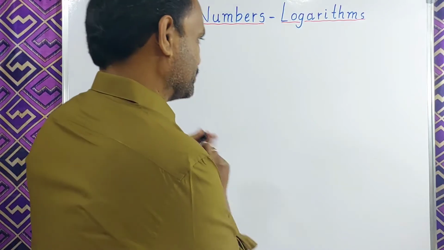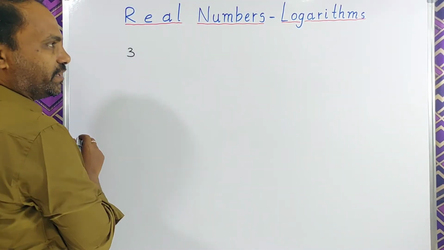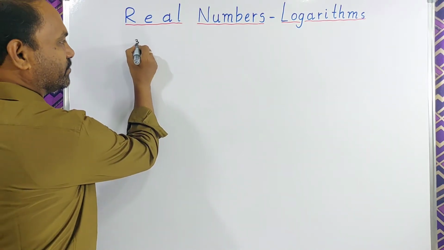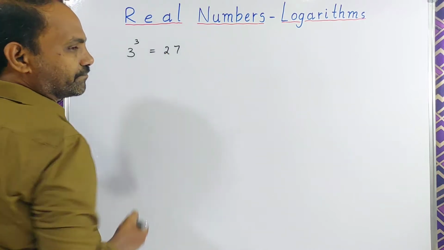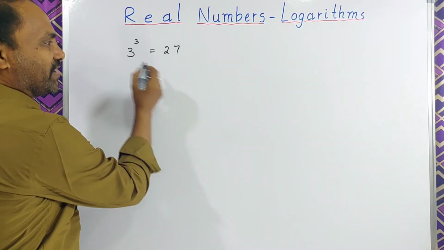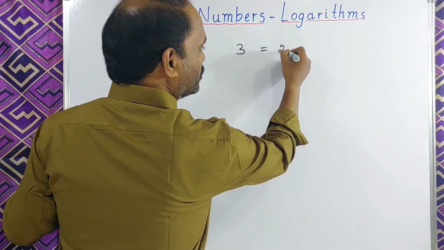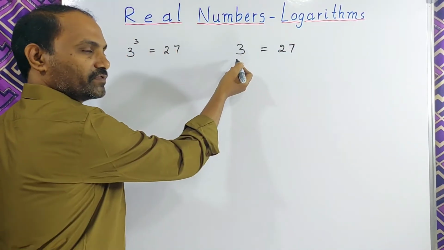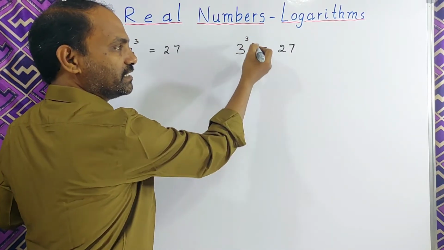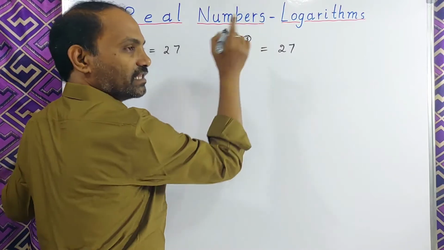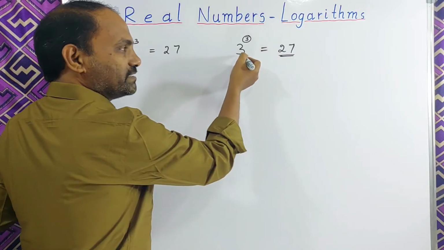I will give some examples again. Here, for example, 3 power 3 is equal to 27. What is the exponent of 3, what should be the exponent of 3 to get 27? This 3 is called the logarithm of 27 to the base 3.